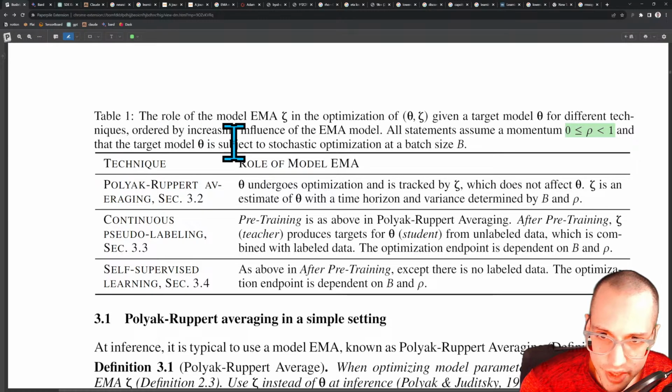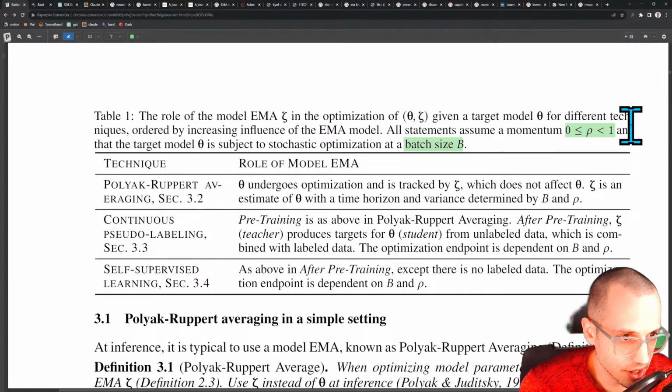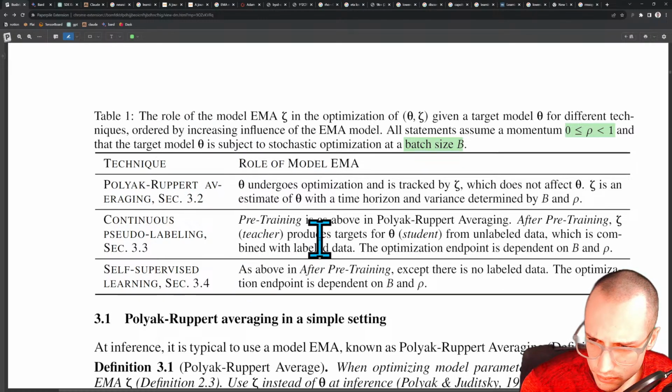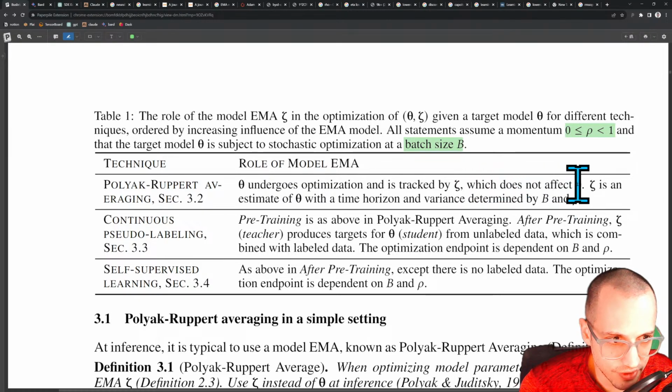And the target model theta is subject to stochastic optimization at a batch size B. So we're going to pick some batch size B, we're going to pick some rho, and vary the rho. They're probably going to vary the batch size as well. Then we have our target model theta and 3 different techniques. Theta undergoes optimization and is tracked by eta, which does not affect theta. Eta is an estimate of theta with a time horizon and variance determined by B and rho.